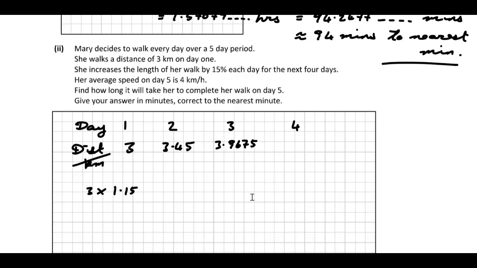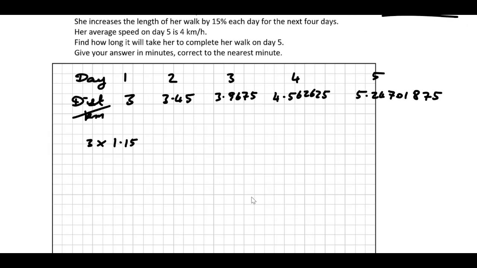On day 4, multiply that by 1.15 again. That's getting bigger now, so let's see, 4.562625, and on day 5 then multiply that by 1.15. That gives you 5.24701875. I don't think we need that many decimal places, but that's the distance that she does in kilometers on day 5. Now her average speed on day 5 is 4 kilometers per hour. Find how long it takes to complete her walk on day 5.